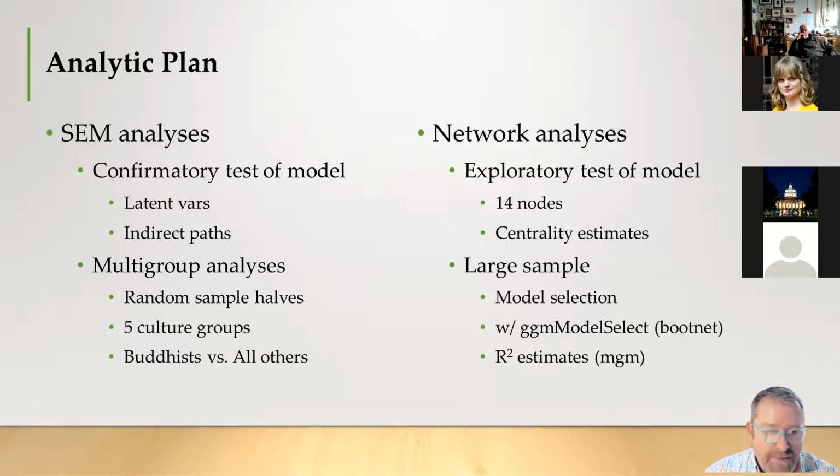And so we augmented these SEM analyses with network analyses, which are exploratory rather than confirmatory. And we used 14 nodes. The nice thing about network analysis, in addition to being exploratory, is that it gives you centrality estimates, as I've already mentioned, so we can see which processes seem to be more centrally important. Our sample had 2,000 subjects and 14 nodes, so it was definitely a large sample. So we planned to do model selection with GGM model select. I think it's mod select.